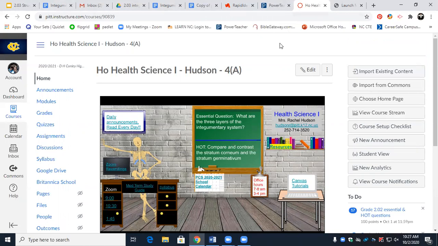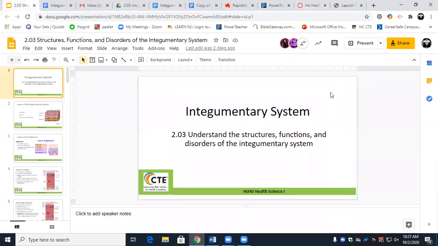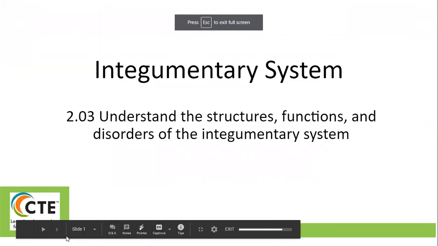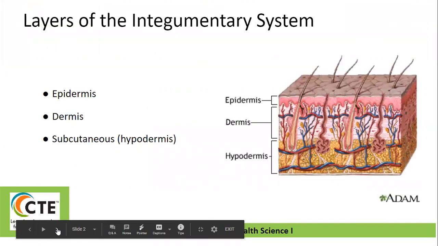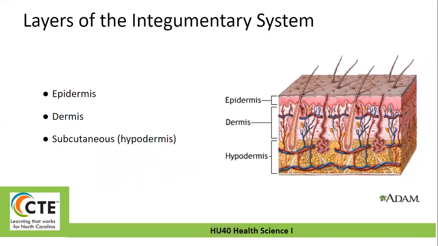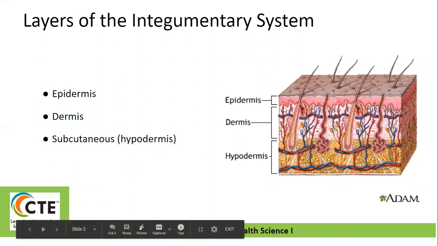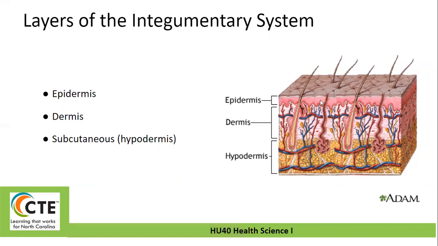All right, let's go ahead and get started. So the integumentary system, this is our skin. This just so happens to go right along with the very first essential question. And the essential question is, what are the three layers of the integumentary system? There they are. The epidermis, the dermis, and the hypodermis. Epidermis, you can see, is the very top layer. The dermis is the middle, and then the hypodermis is the bottom.